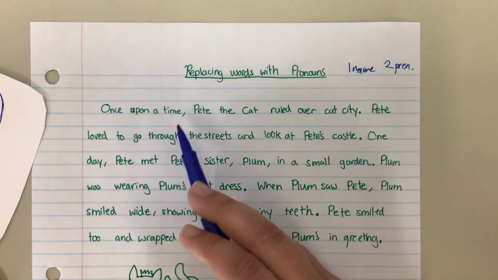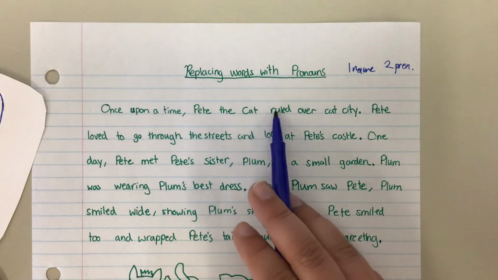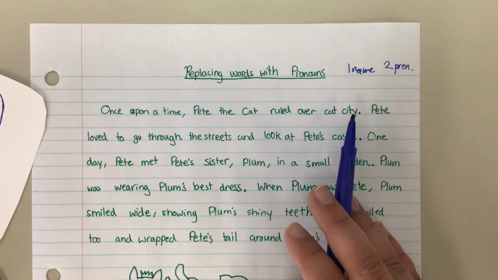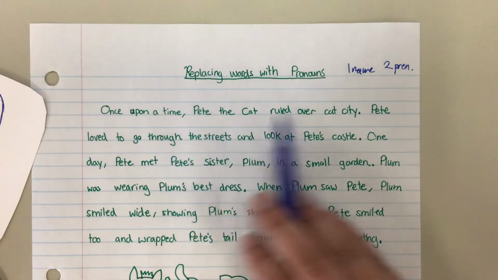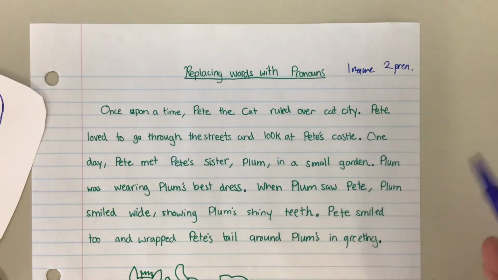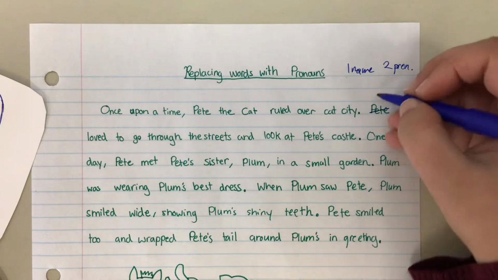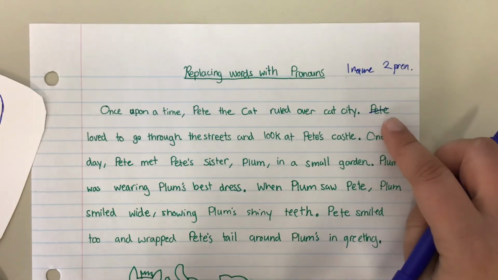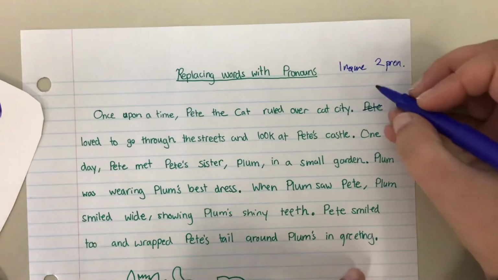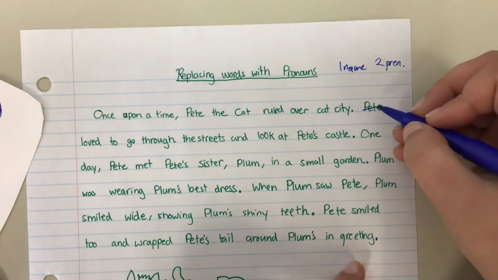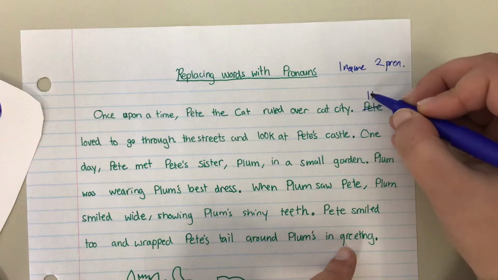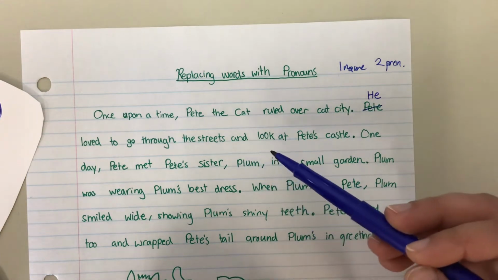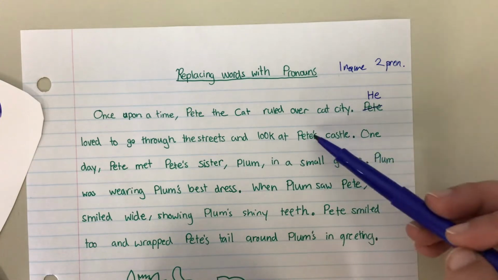Once upon a time, Pete the cat ruled over Cat City. I like that sentence. Let's leave it alone. Pete, oh, look, I'm using Pete again right away. So what I'm going to do is cross out Pete and replace it with a pronoun. It's at the beginning of a sentence, so it has to be a subjective pronoun. And because Pete seems to be a boy, we are going to change that to he. He loved to go through the streets and look at Pete's castle.